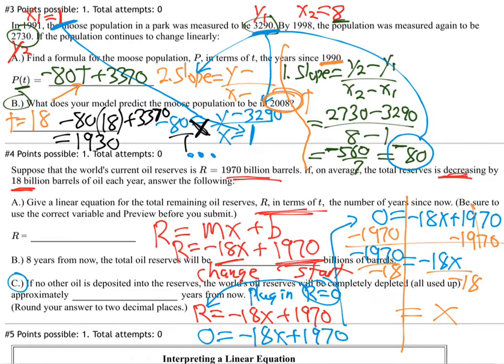109.74? 109.44. They want us to round your answer to this. Well, there it is. So 109.44 years from now, the oil's all gone, if that formula is really predicting things and they continue to change in that linear fashion.